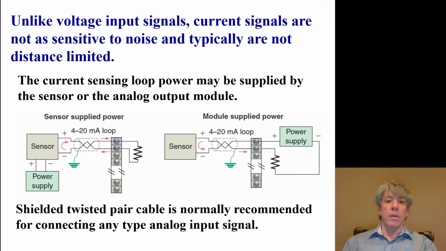So 4 to 20 milliamp signals are by far the most common, although there are other signals nowadays where sensors can be set up where they're more on a network and they actually transmit information to the PLC about their measurements and their functioning and so forth, and this is becoming more and more common. But if you ever work in a plant, you'll see 4 to 20 milliamp signals in many places.